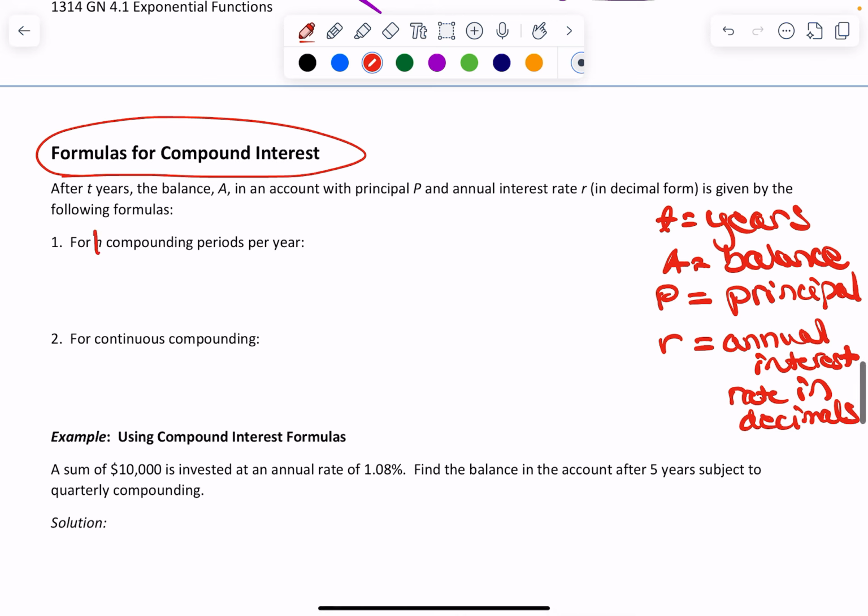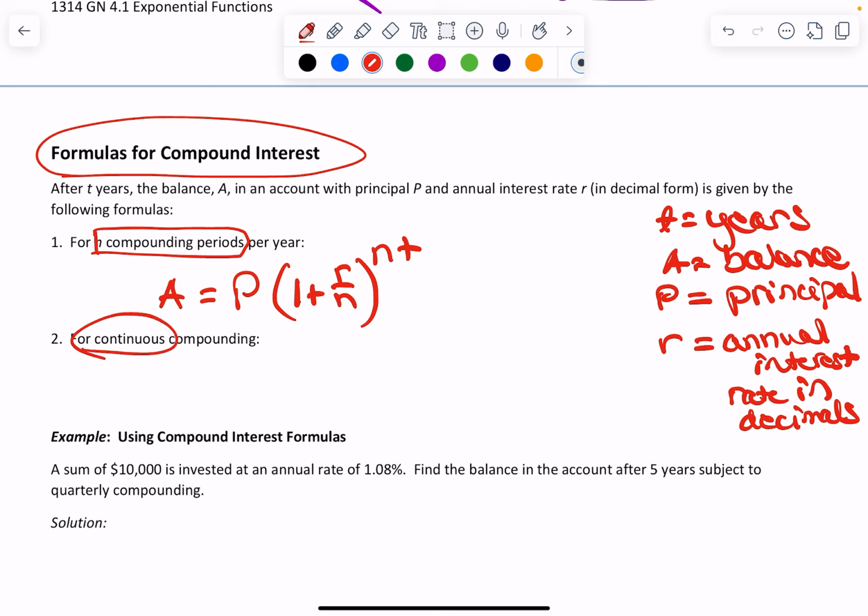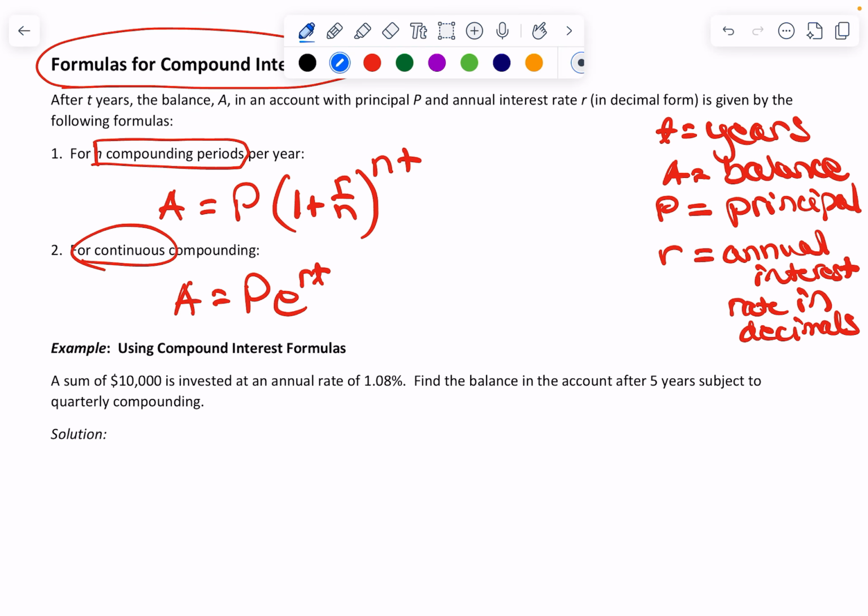So for n compounding periods per year, our formula is A equals P times parentheses open 1 plus R over N close parentheses to the power of N times T. For continuous compounding, A equals the principal times the natural base E to the power of RT. Okay, let's look at an example. We have a sum of $10,000 invested at an annual rate of 1.08%. Find the balance in the account after 5 years subject to quarterly compounding.